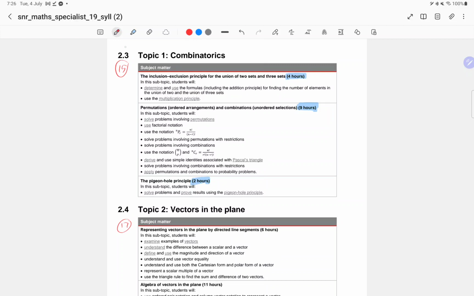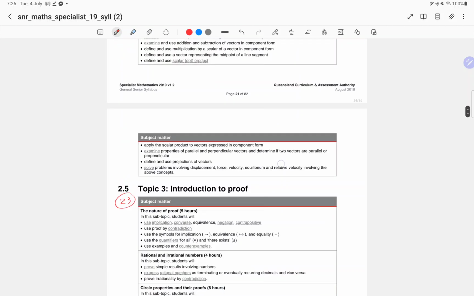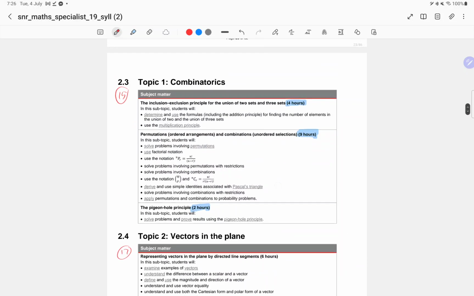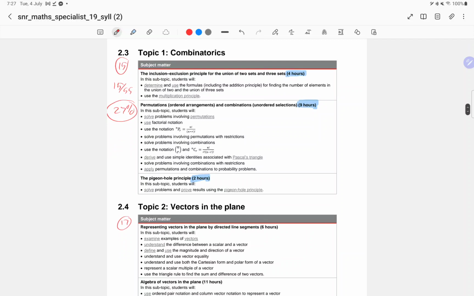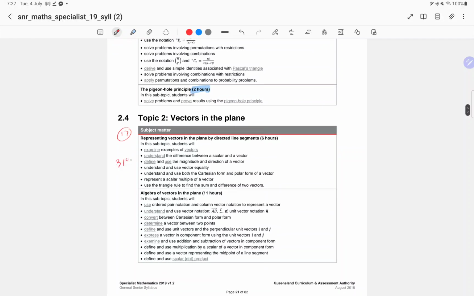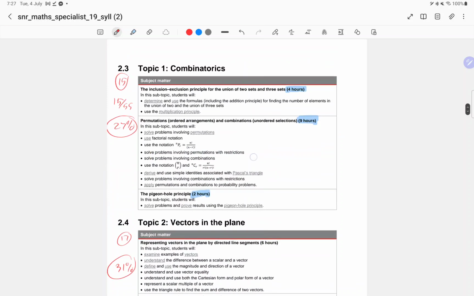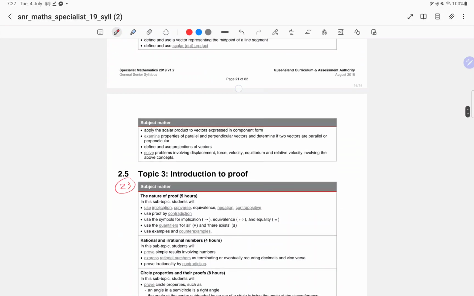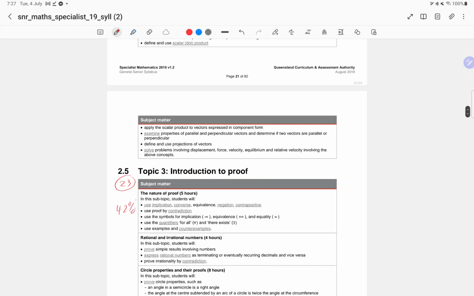Okay, so if you add them all up, 15, 17, 23, it will be 40, 55, right? In total it's 55. So this is 15 out of 55, which is roughly about 27%, you can expect about 27% of the exam will be on this. And similarly, 17 out of 55 would be about 31%, rounded to a whole number. And then that will be 42% here. So this one will be 42% on the exam.